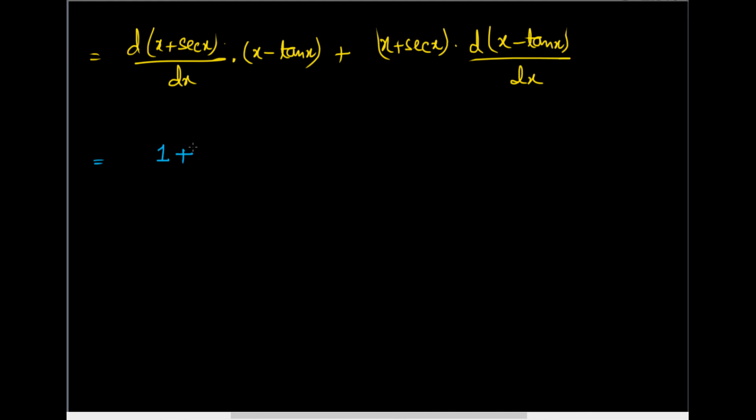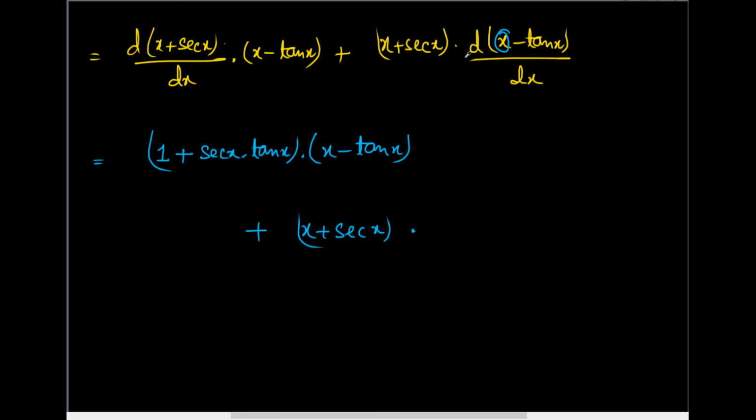So this will be plus, copy it. This is secant x times tan x as the derivative of sec x. Now times this is x minus tan x. We'll just copy it because this is simply multiplied, and then a plus. Let me change the angle. Plus, then we'll just write x plus secant x, times the derivative of x minus tan x.